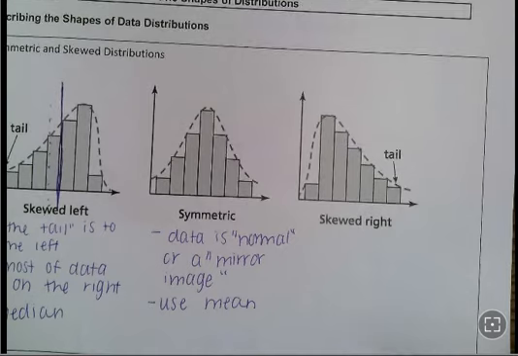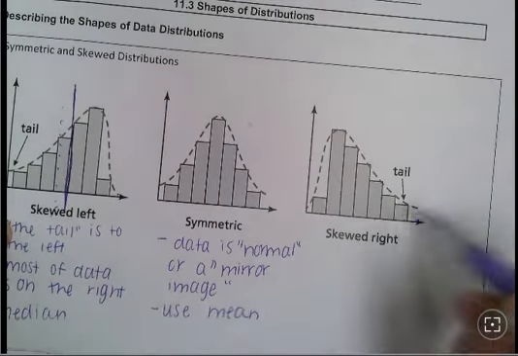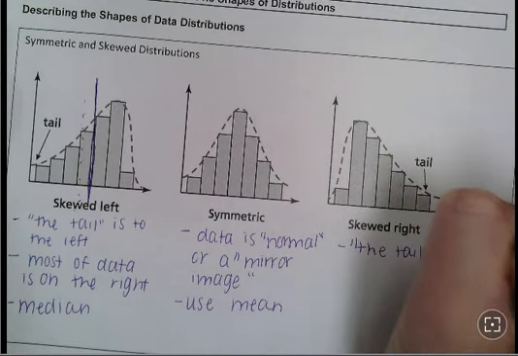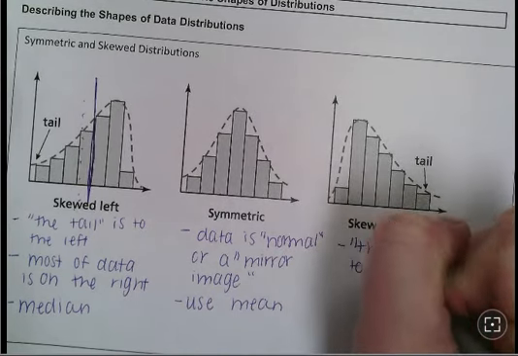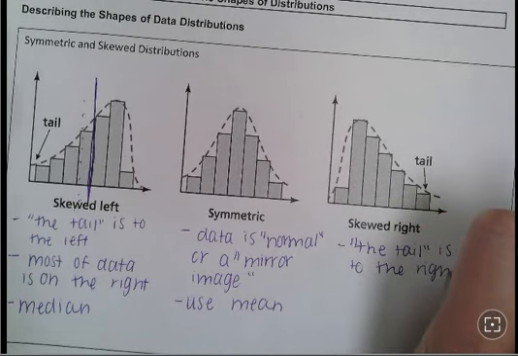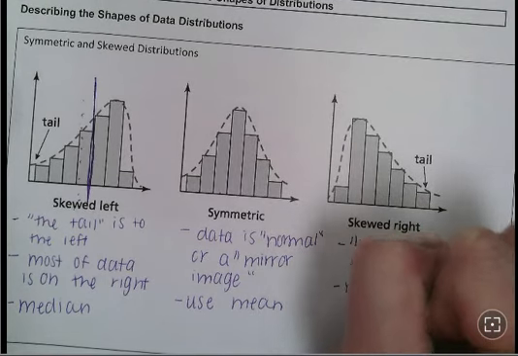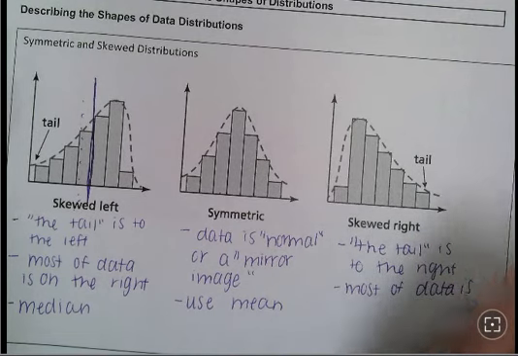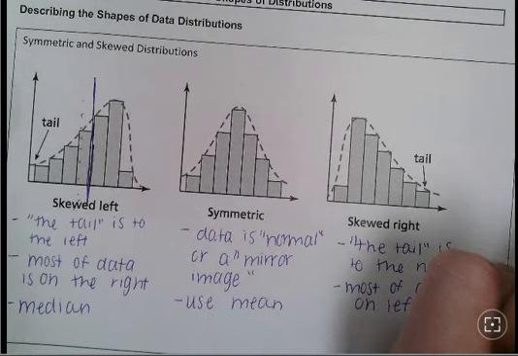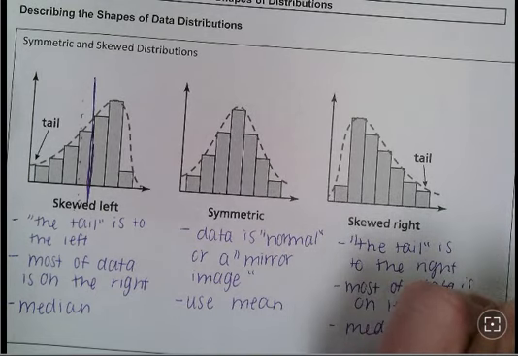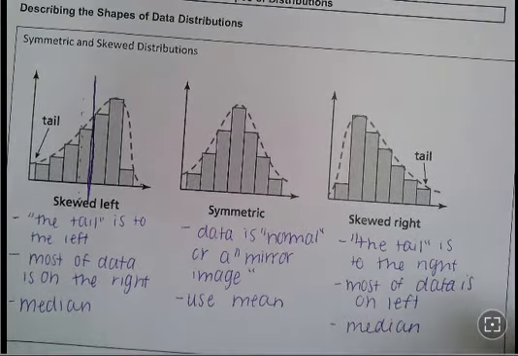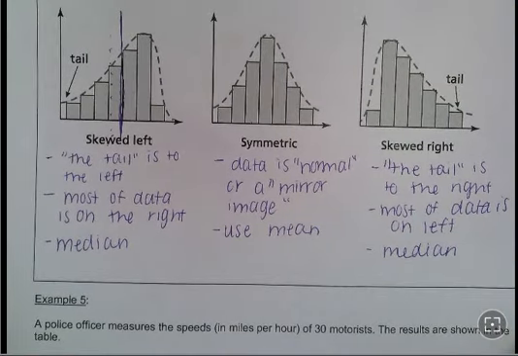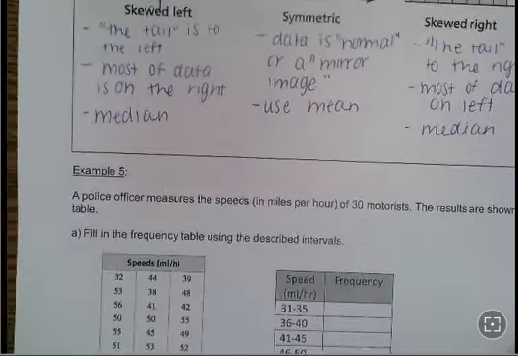Skewed right is basically the same thing as skewed left, except now the tail, in quotation marks, is to the right, and most of the data is on the left. Again, we're going to use the median. So that's the shape. We're going to spend some time looking at some graphs and talking about the shape of them and which measure we're going to use. So let's look at an example.